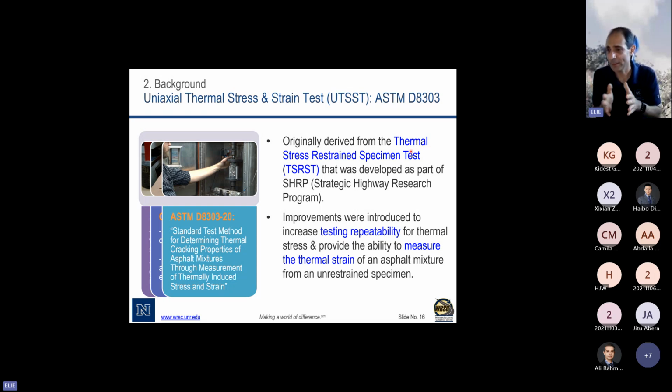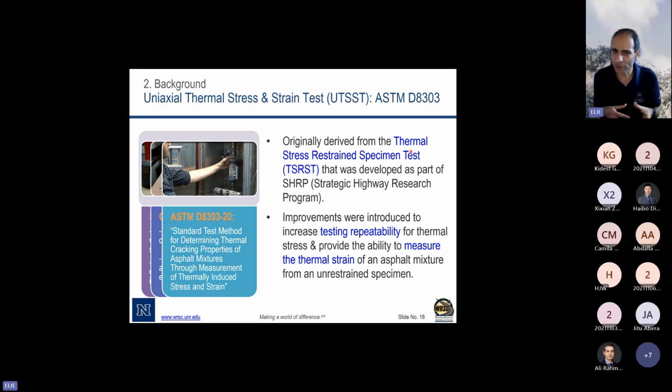It's a very good test, but the TSRST uses beams, prismatic specimens, and it looks only at the fracture temperature and the fracture stress. The problem with that test is the repeatability, because you have the edge effect, it's a beam, and we were not getting a good repeatability, especially in the stress buildup. So what we ended up doing, to improve the testing repeatability, is to use cylindrical specimens.